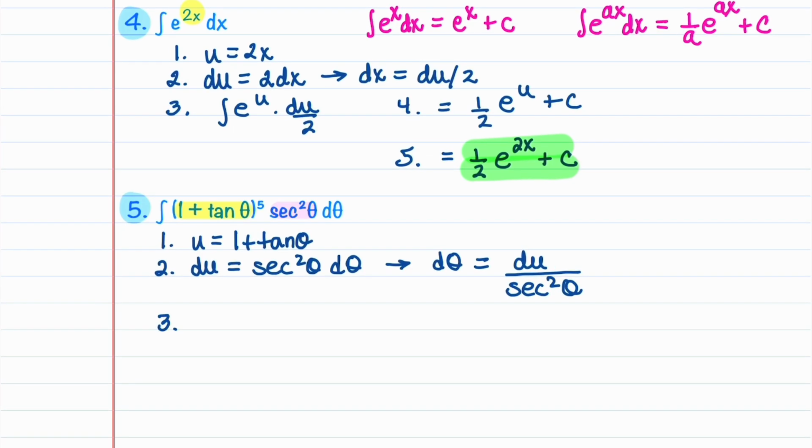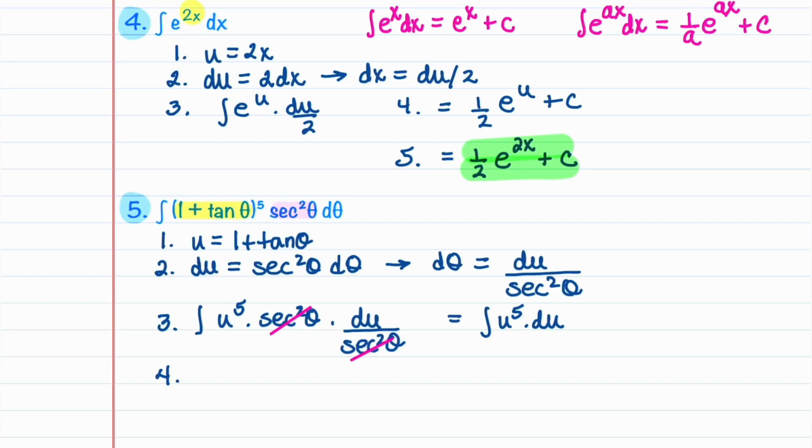Let's now substitute everything back up into our integral. We have the integral of 1 plus tangent theta, which is now u. So we have u to the 5th. We have secant squared theta. And now for d theta, we have du all divided by secant squared theta. Because we made the right choice of u, those functions are going to cancel. And we just have the integral of u to the 5th du.